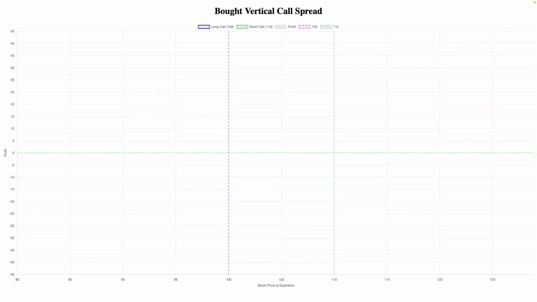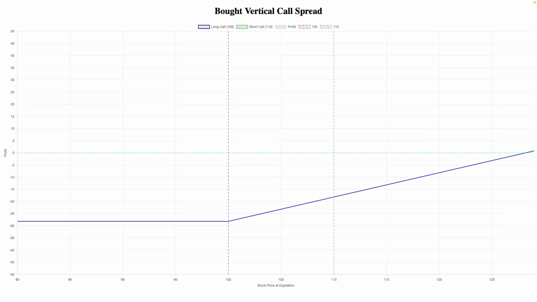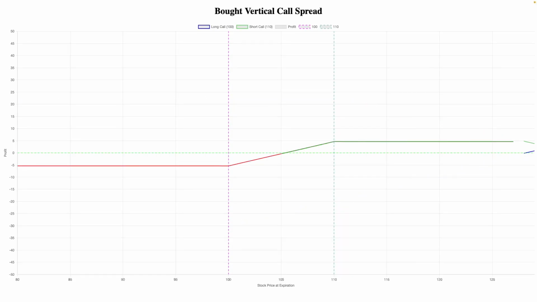You can calculate the return of a multi-leg strategy by looking at the return of each leg and adding them together. Here we have a long call where the value increases at the strike price, and a short call where the value decreases at its strike price. When we add them together, we get the return of the spread.